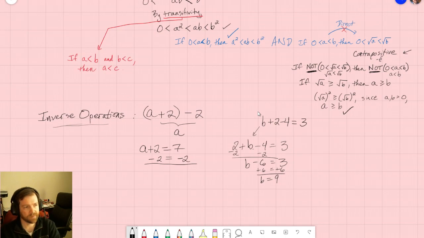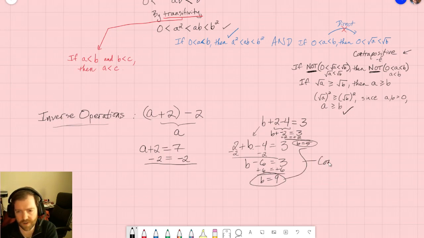Switch. And now the numbers are next to each other here. So we get b plus a negative 2 is equal to 3. And then again, here we can add 2 to both sides. And we get b equals 5. Well, this and that form a contradiction.